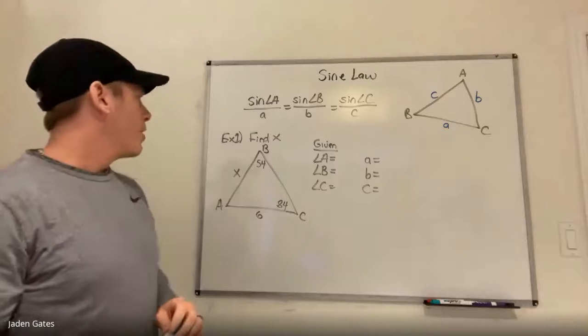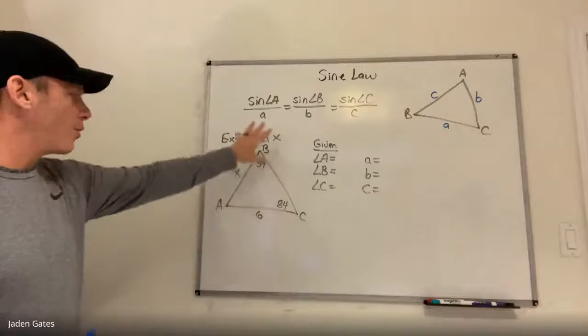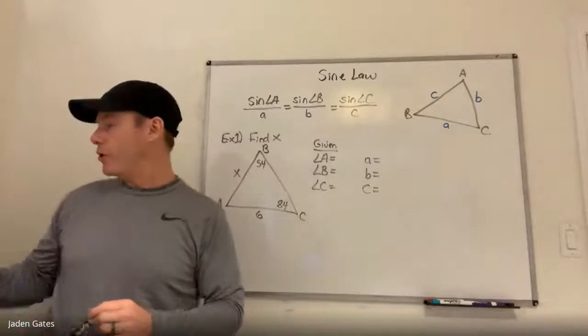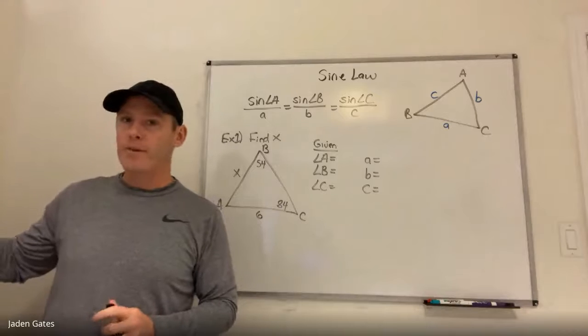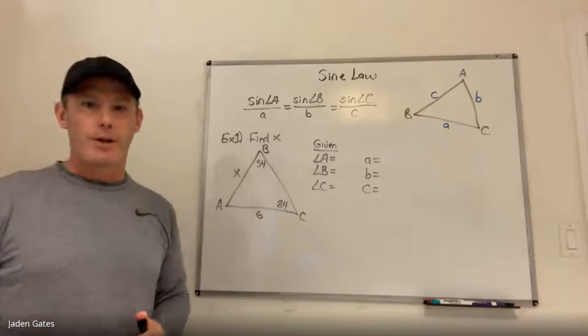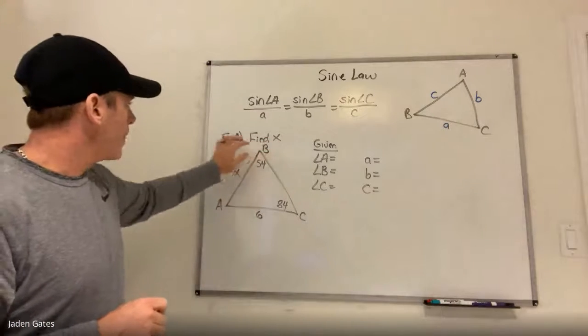Now, starting off with an example, we do not have a right angle triangle here. That's when this is used. And again, the sine law is totally different from the sine ratio. They're like cousins. They're related, but they're different. Okay? Now, here we go.